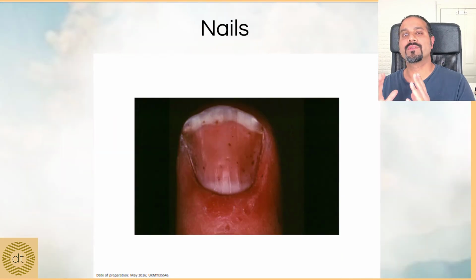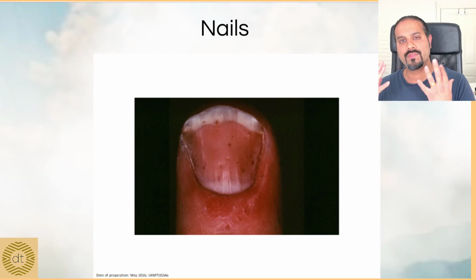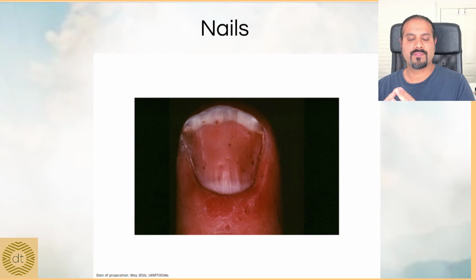And then again, nails. Always examine the nails. You want to look at if all the nails are affected or if one nail is affected, because again that guides you with your diagnosis. If all the nails are affected, then you're looking at something systemic like psoriasis, lichen planus, or some deficiency, whereas if one or two nails are affected, you're thinking, is it an infection, is it trauma?